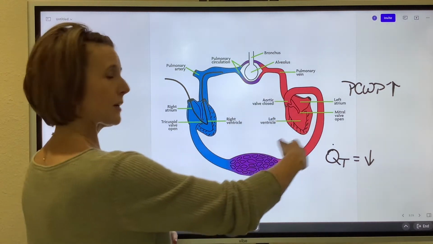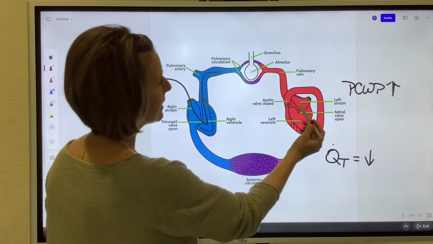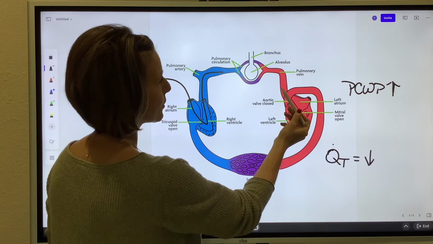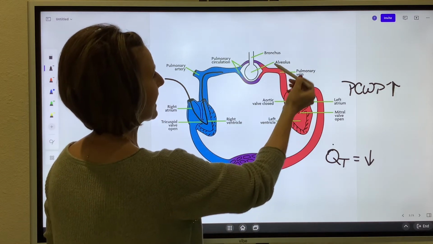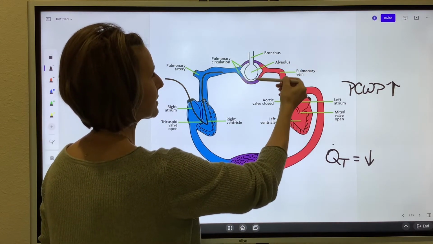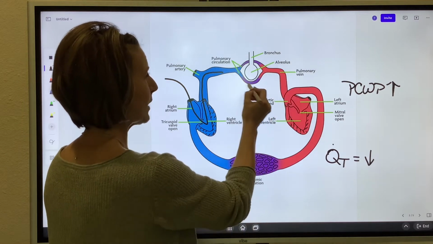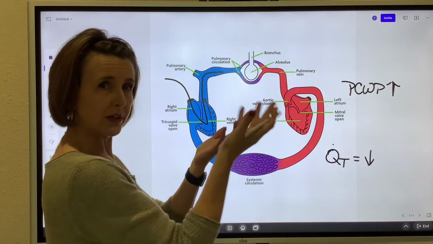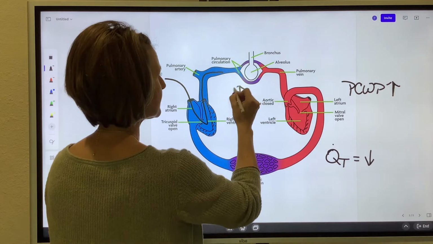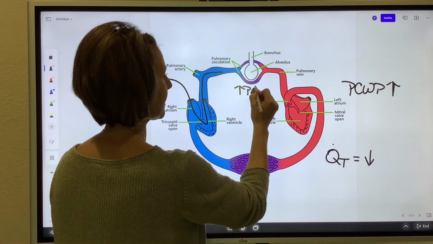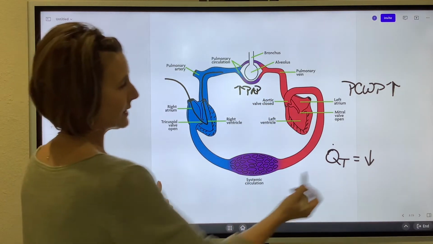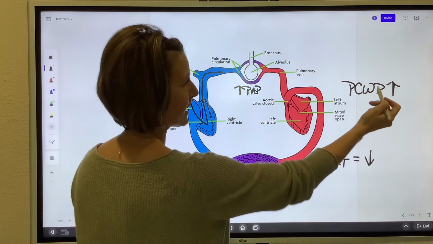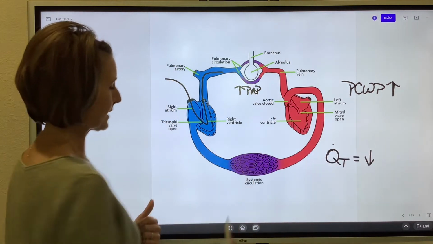And if we don't do something for the patient to alleviate this, blood continues to back up through the pulmonary vein and into the pulmonary capillary bed. All right, so that excessive blood gets into the pulmonary capillary bed, and that causes the PAP to elevate. All right, so decreased cardiac output, increased wedge, and increased PAP.